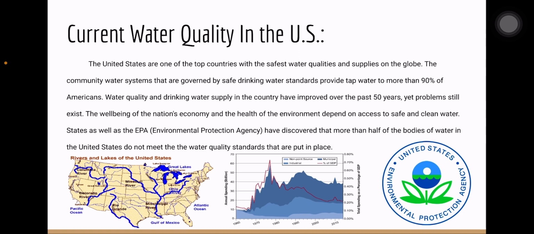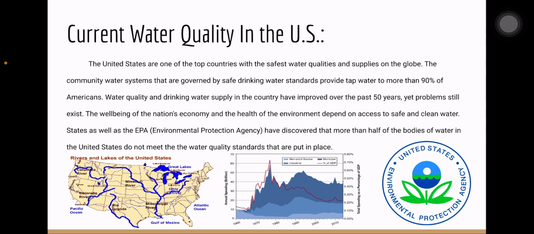The well-being of the nation's economy and the health of the environment depend on access to safe and clean water. States, as well as the EPA, also known as the Environmental Protection Agency, have discovered that more than half the bodies of water in the United States do not meet the water quality standards that are put in place.